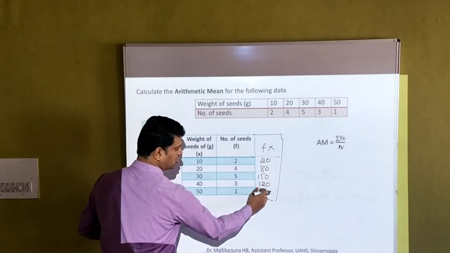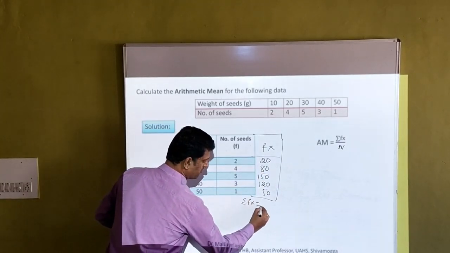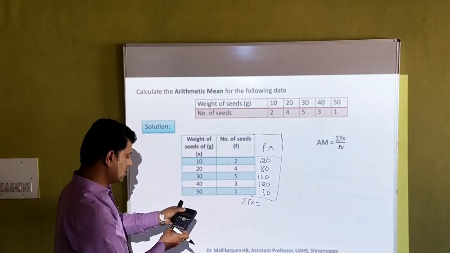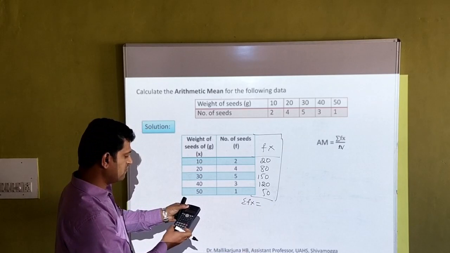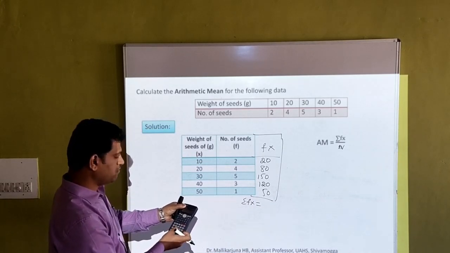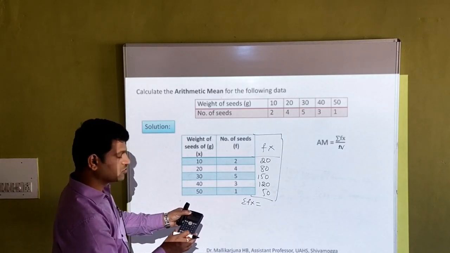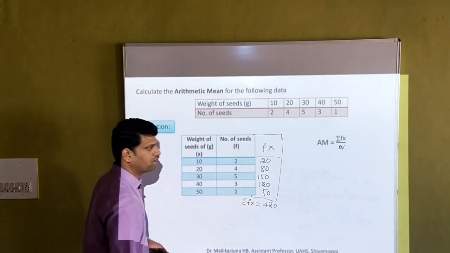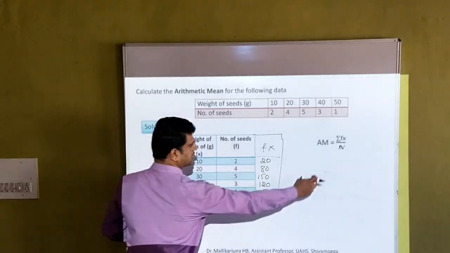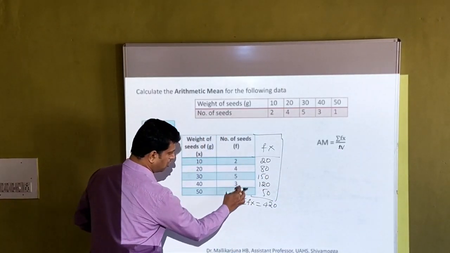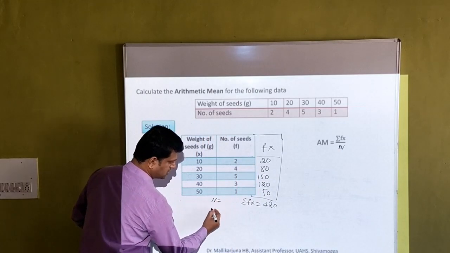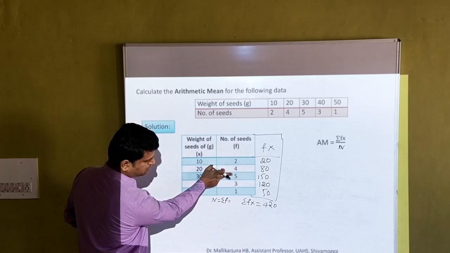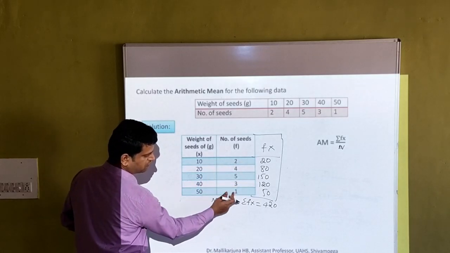This is the total of all these things, summation of fx: 20 plus 80 plus 150 plus 120 plus 50. So total is 420. And we need capital N, the total of all these things. So capital N is nothing but summation of f: 2 plus 4 plus 6, 6 plus 5, 11, 11 plus 3, 14, 14 plus 1, 15.